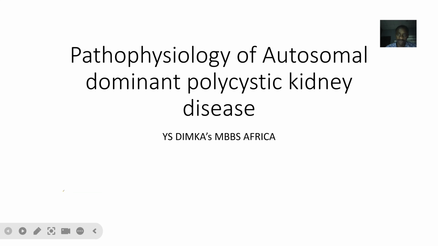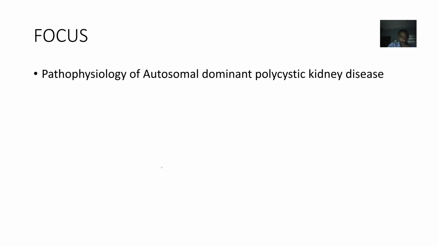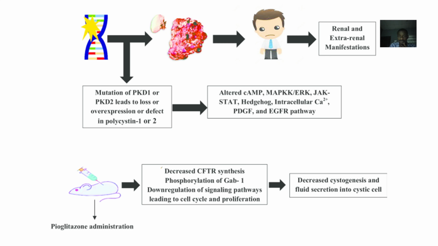Now we get to look at the pathophysiology of autosomal dominant polycystic kidney disease. When you're talking about the pathophysiology of any disease, you are trying to look step by step at how this disease condition actually came to be. For autosomal dominant polycystic kidney disease, I know for sure that there's a mutation in the PKD1 and the PKD2 gene. They code for proteins known as polycystin.